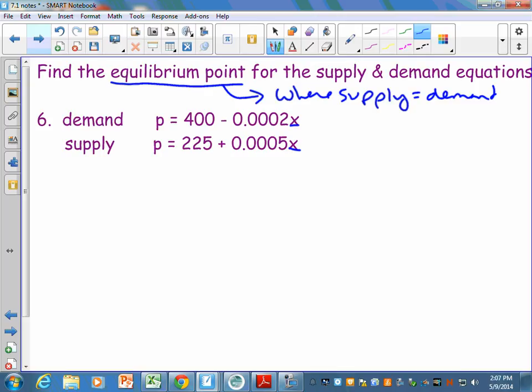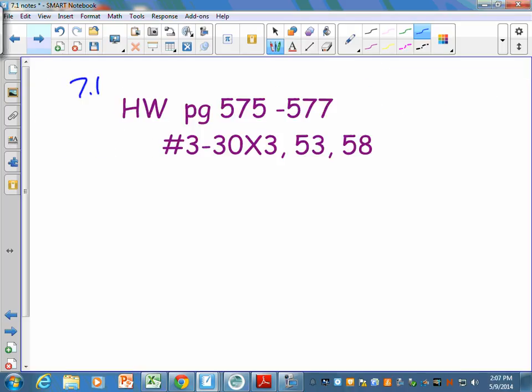Okay, I'm not really going to work this one out if you're okay with that. I'm just going to give you the homework, which is on page 575 to 577, 3 through 30 multiples of 3, 53, and 58. We will not go over this on Monday because I will not be here, but on Tuesday we will go over it. Monday there will be retake tests or worksheets.